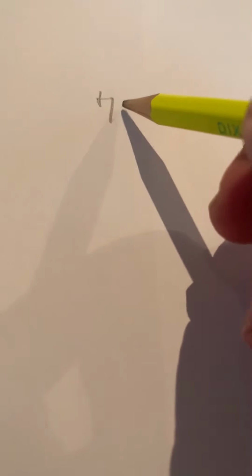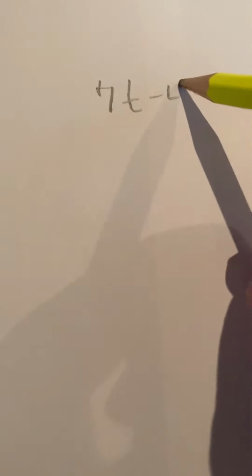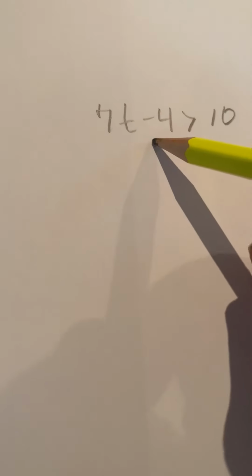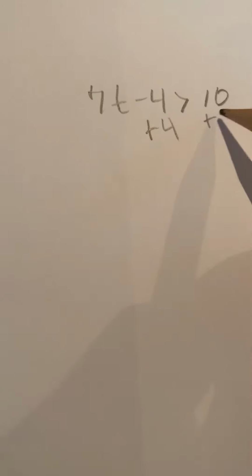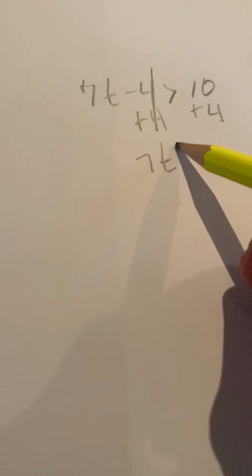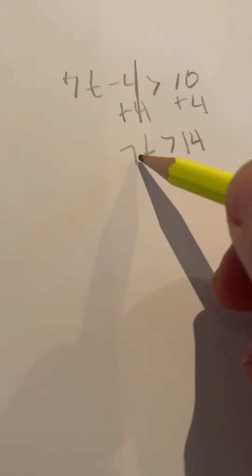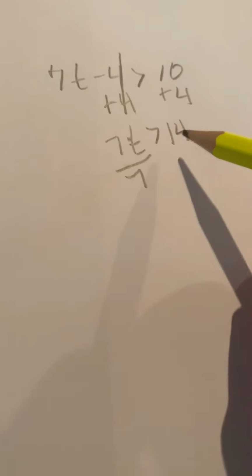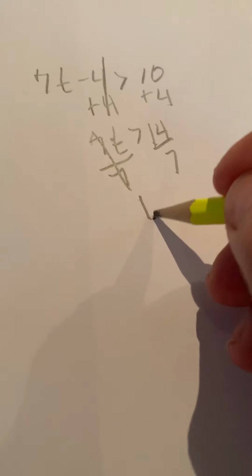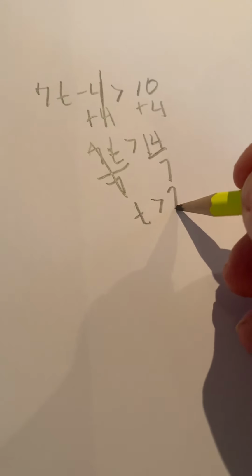So let's move that over here for 1 second so you can see it. So you have 7t minus 4 is greater than 10. You're trying to isolate this term with the variable. So we're going to undo subtraction with addition. Those are additive inverses. The coefficient on this term is a 7 being multiplied. We undo multiplication with division. That simplifies to a 1. And t is greater than 2.